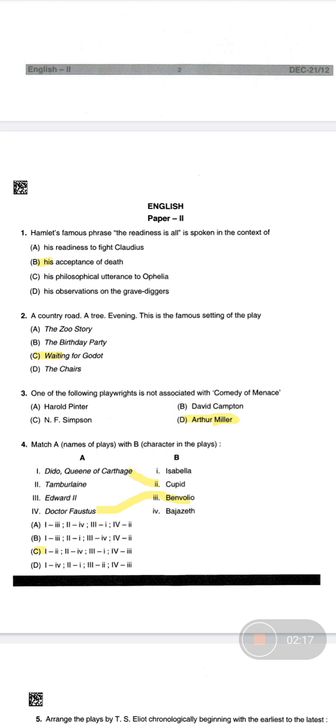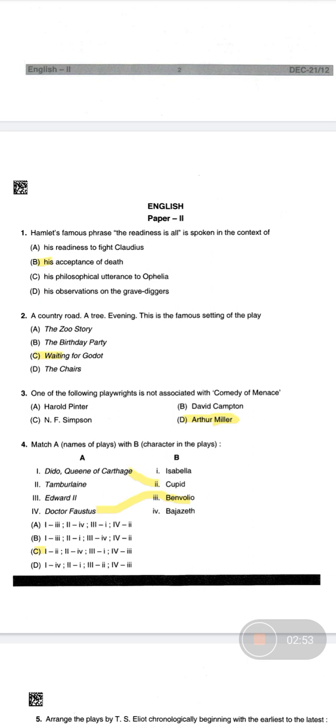Let me tell you something about Hamlet. The full title of Hamlet is The Tragedy of Hamlet, Prince of Denmark. Often shortened, we call it Hamlet. It is a tragedy written by William Shakespeare, said to be written between 1599 and 1601. So Hamlet is written by William Shakespeare, full title The Tragedy of Hamlet, Prince of Denmark.